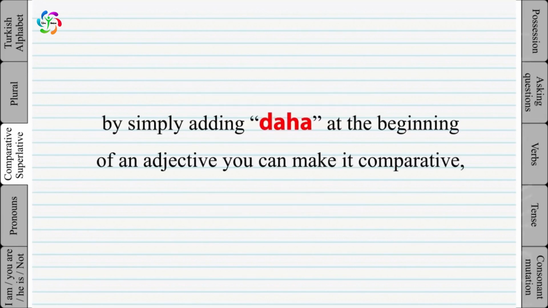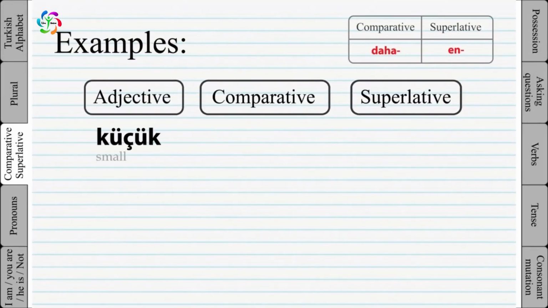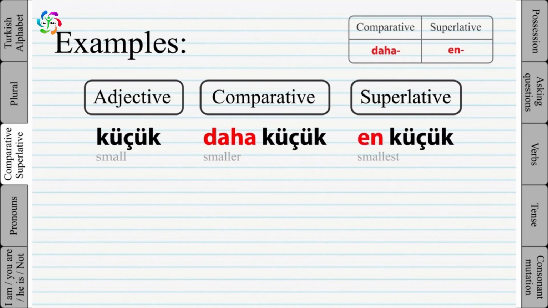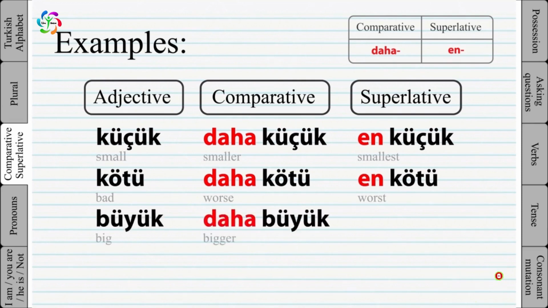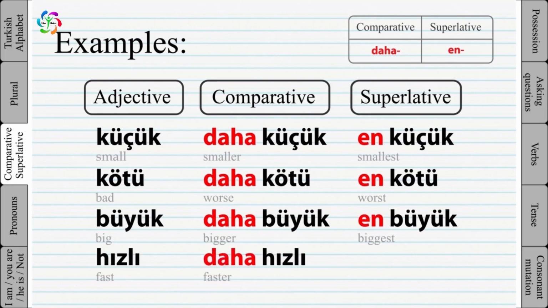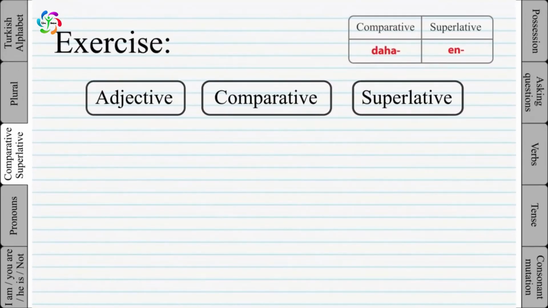Comparative and superlative. By simply adding daha at the beginning of an adjective, you can make it comparative, and by adding en, you can make it superlative. Example, exercise. See if you can make these adjectives comparative and superlative.